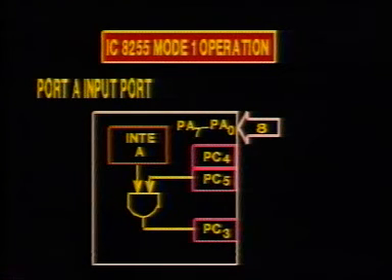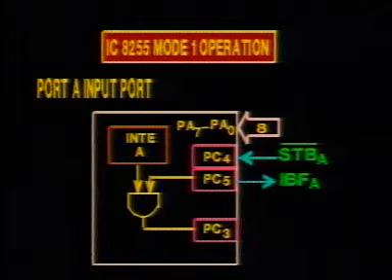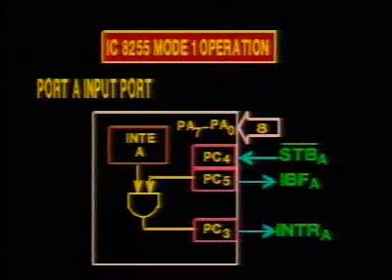Under mode 1, let us study how port A can be used as an input port, and certain bits of port C will be used as control signals for this purpose. Bit 4 of port C is used as the strobe input. Bit 5 of port C is used as the input buffer full signal. Bit 3 is used as the interrupt signal.